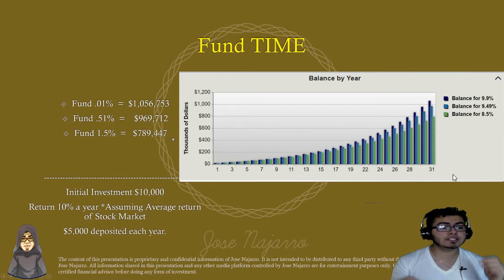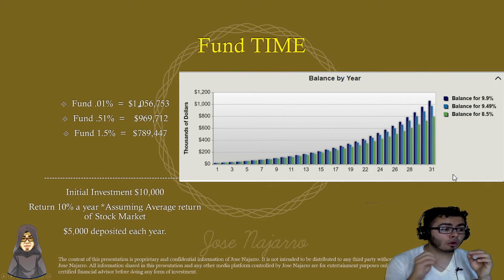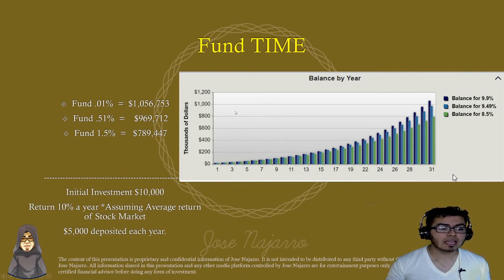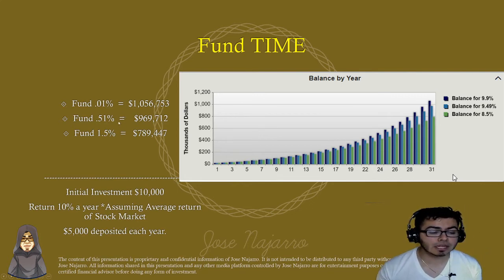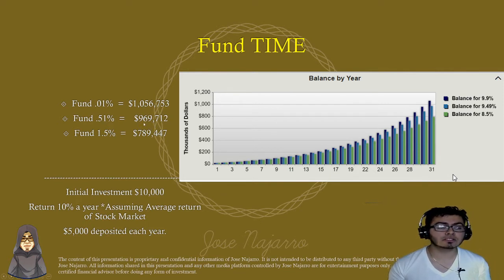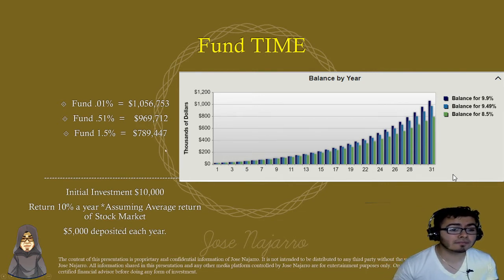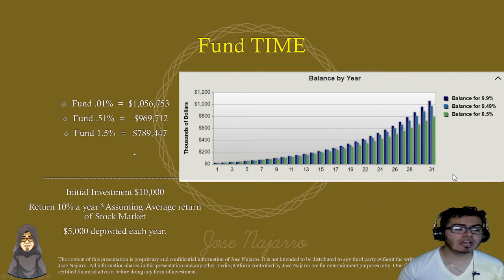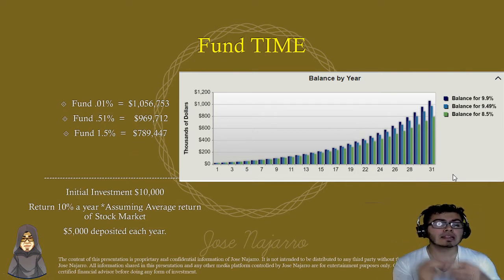In the fund which has 0.01%, the amount of money you will have in 30 years will be over $1,050,000. So look, you can see that right here, $1,050,000. If you have a fund that charges 0.51%, you're going to have an account of $969,000. So that's almost $100,000 less. Obviously $100,000 less is a lot of money, but I thought it would be more impactful. But look at this. If you have a fund that's 1.5%, you have $790,000. You have made $300,000 less than someone else.